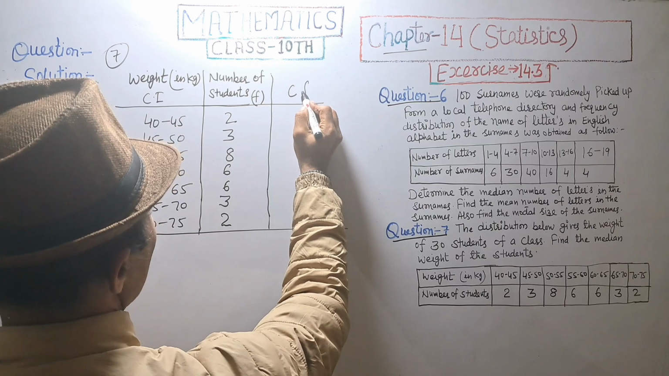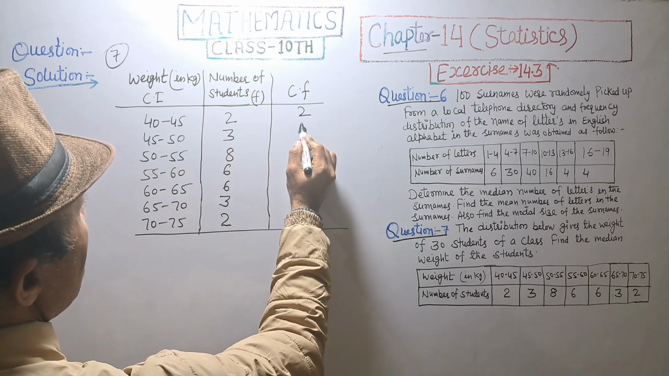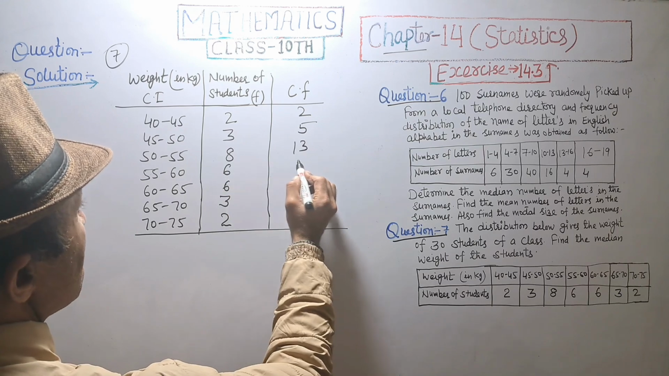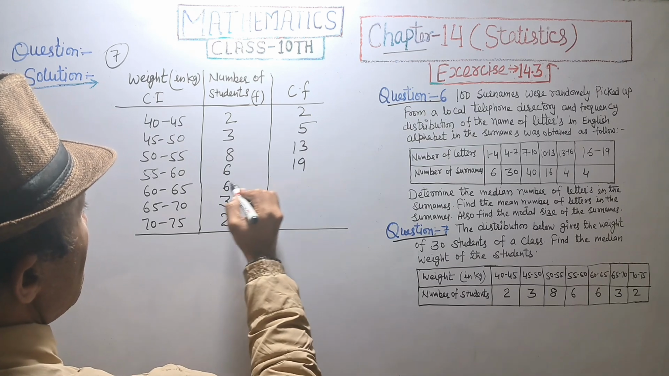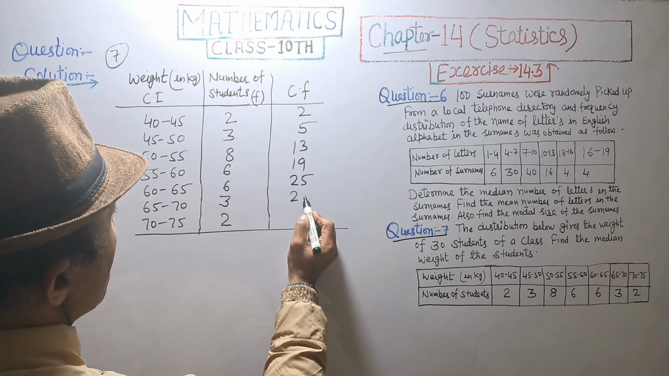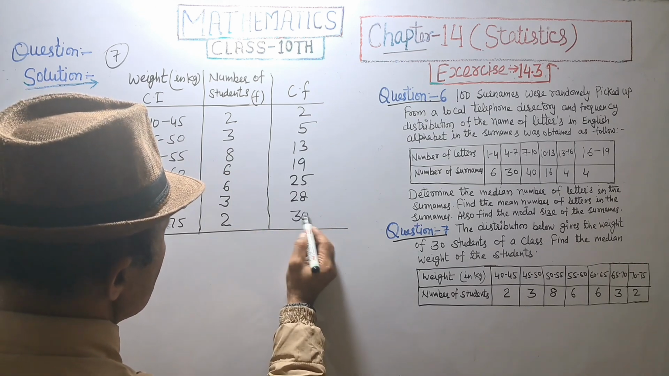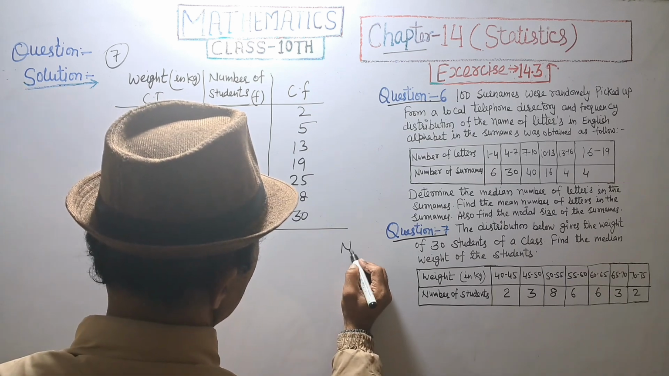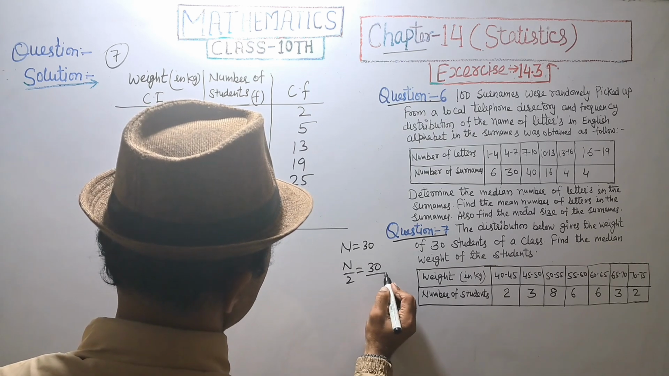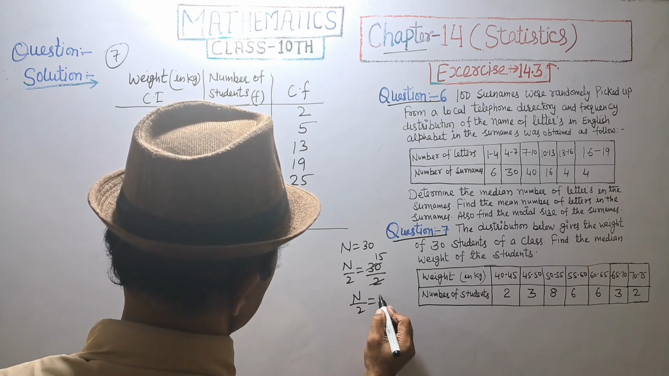And cumulative frequency: 2 as it is, 2 plus 3 is equal to 5, 5 plus 8 is equal to 13, 13 plus 6 is equal to 19, 19 plus 6 is equal to 25, 25 plus 3 is equal to 28, and 28 plus 2 is equal to 30. So n is equal to 30 and n upon 2 is equal to 30 divided by 2, that is equal to 15.